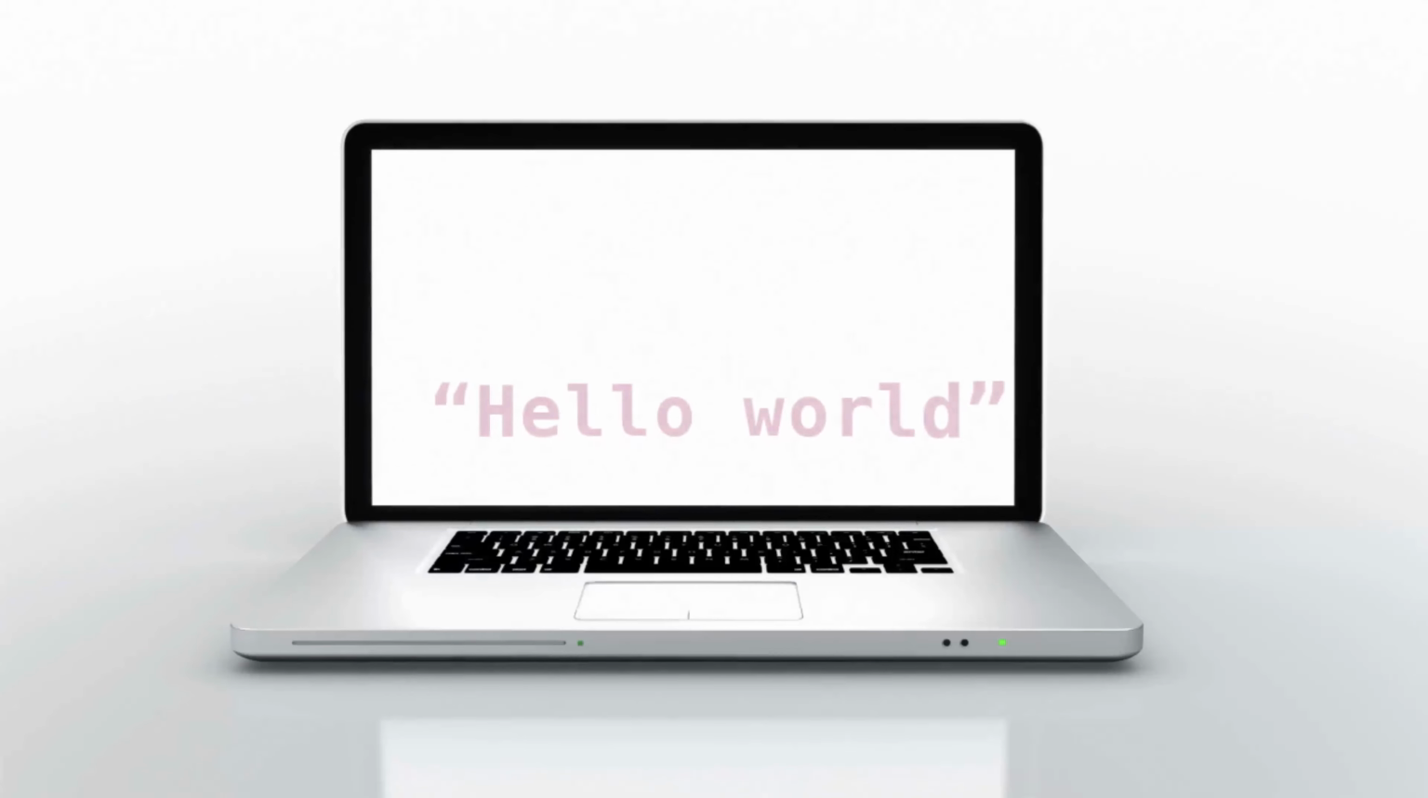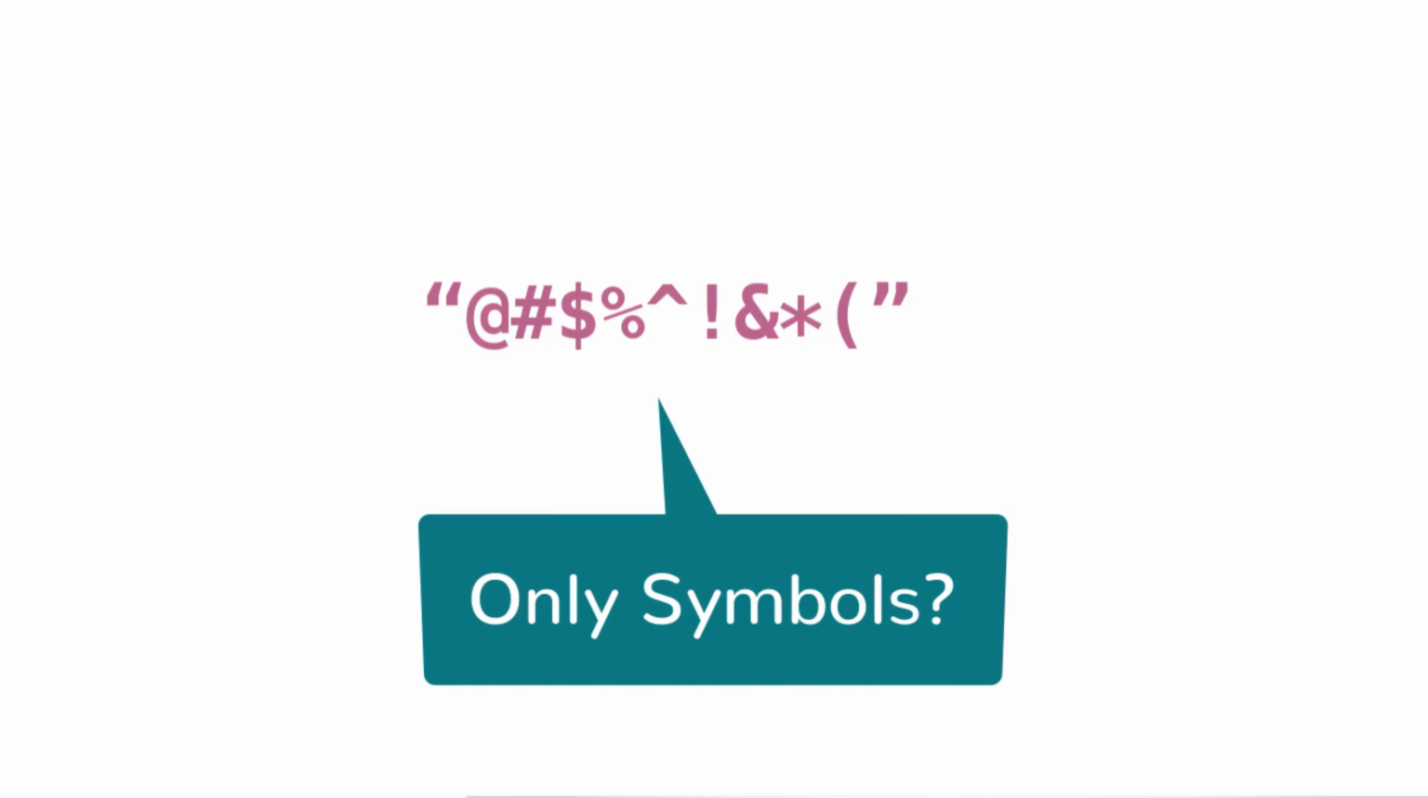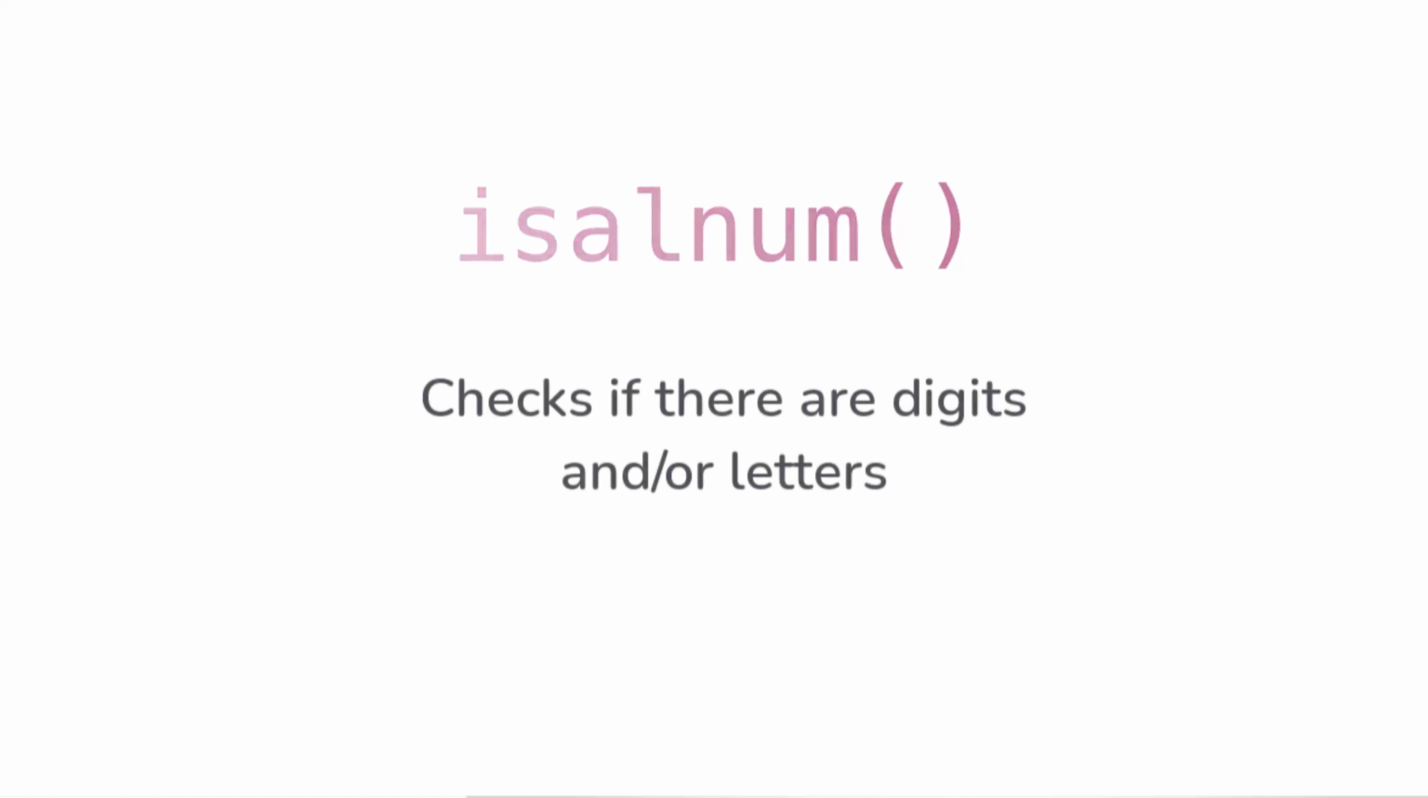Hello. In the last lesson, we learned about how to check if our string contains letters. What about checking if they are symbols? There's no specific method of finding if a string value contains only symbols. The method isalnum checks if there's a digit or letters.